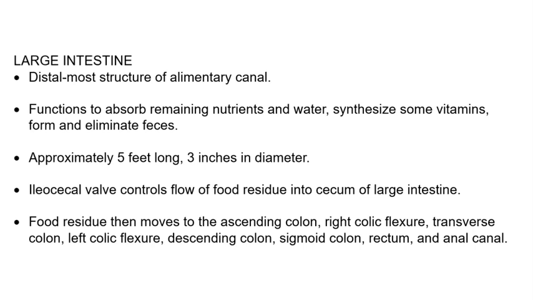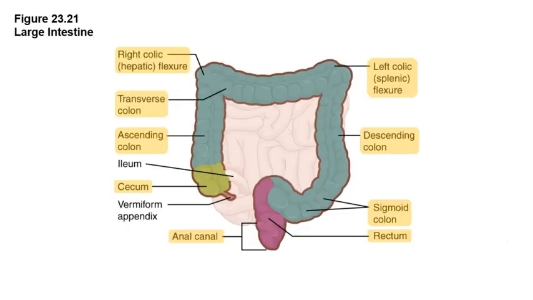At its junction with the small intestine, the ileocecal valve controls the flow of food residue into the cecum, which is a pocket-like sac at the beginning of the large intestine. Figure 23.21 examines all of the major regions of the large intestine, beginning at the cecum, where digested foods travel through the ascending colon, around the right colic flexure, across the transverse colon, around the left colic flexure, down the descending colon, winding through the sigmoid region of the colon, and then to the rectum and the anal canal.